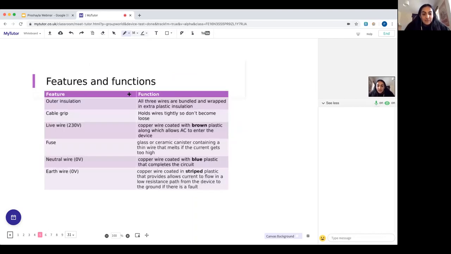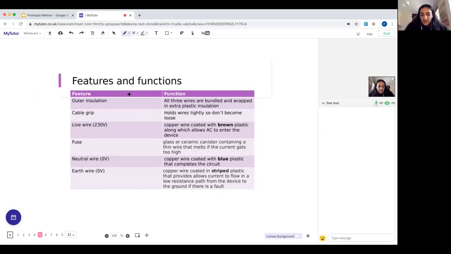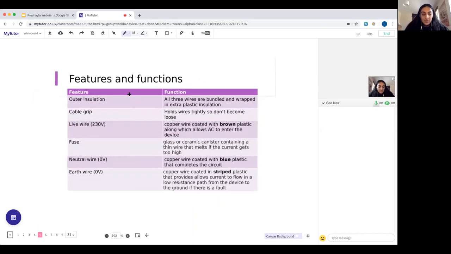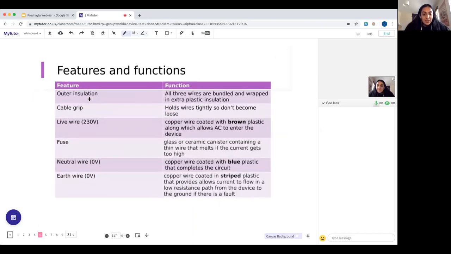And then the functions of everything in the plug. So outer insulation, what's the function of the outer insulation? Well, that's just an extra bit of protection in the form of a plastic wrap around the 3 wires, keeps them all together, they're not exposed, it's all in one wire. That's basically the function of the outer insulation. The cable grip, again, self-explanatory, it just holds the wires tightly together so they don't become loose and, again, exposed.